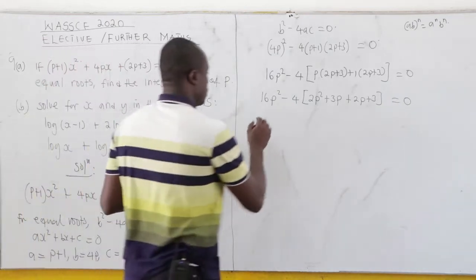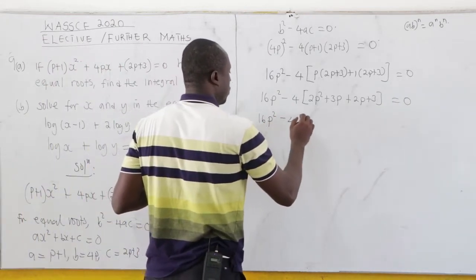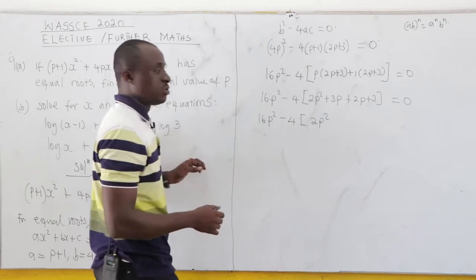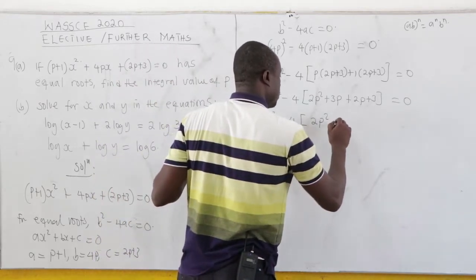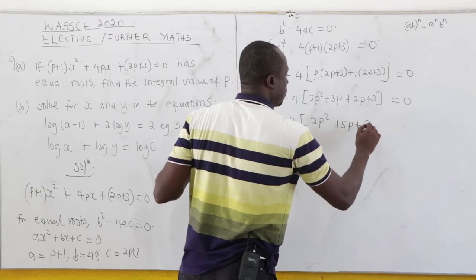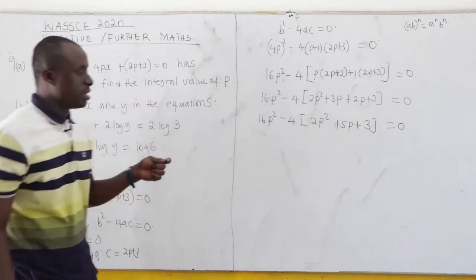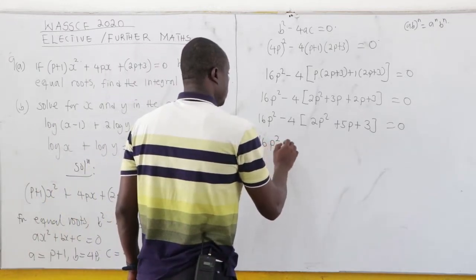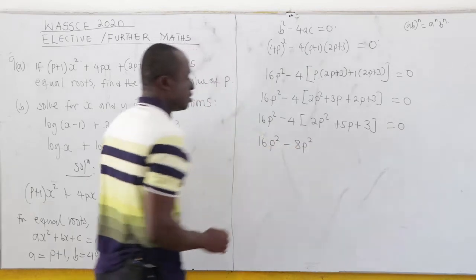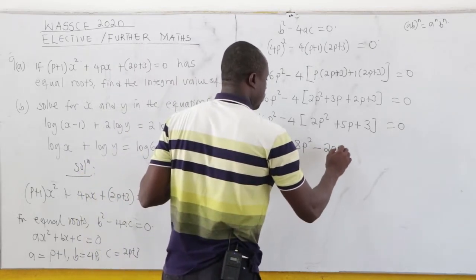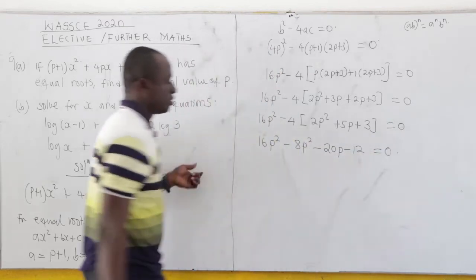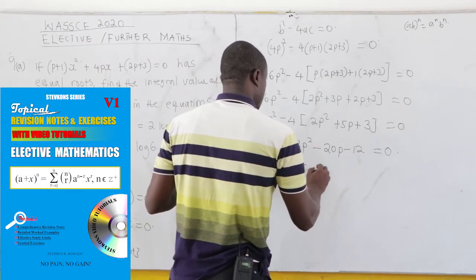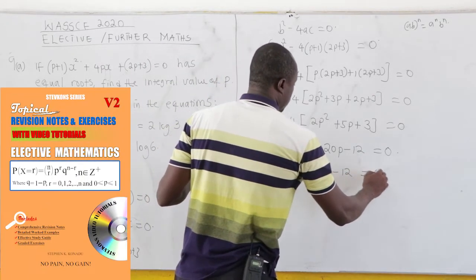BODMAS, bracket first. So we have 16p² − 4. Now let's see, this 2p², 3p + 2p, that is plus 5p, and then plus 3 equal to 0. So we are done with the bracket. Now we can multiply through with the negative 4. So you have 16p² − 8p² − 20p − 12 = 0. Now 16p² − 8p², this is just 8p² − 20p − 12 = 0.